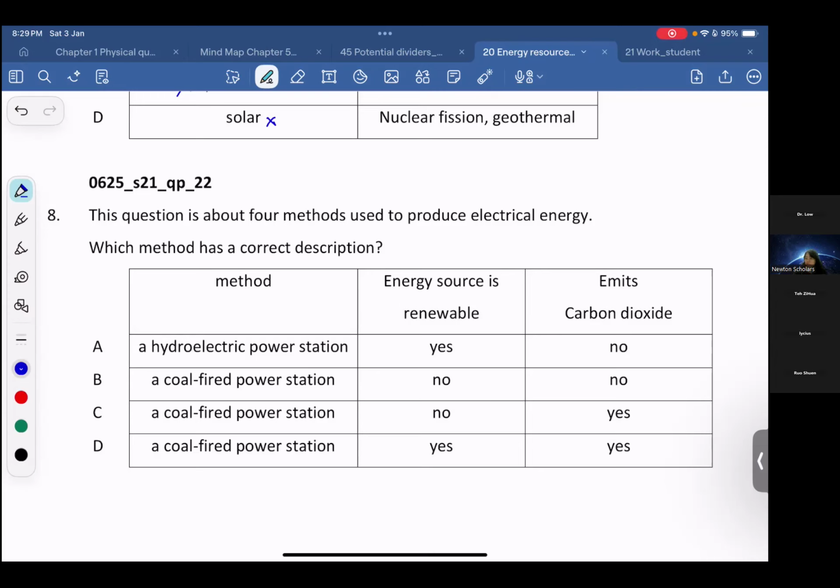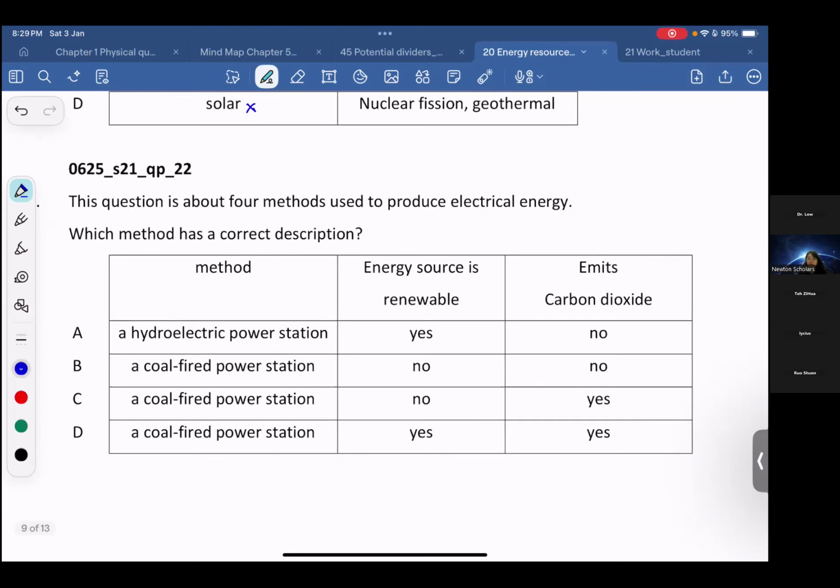Zihua, you are right. Okay. Angeline, how about Angeline? What do you think? Correct. Okay, emit carbon dioxide. So hydroelectric, no burning, so it will have no. Yes, correct. Then coal fire. So we burn the coal, it must have. Then it must have. This one also has. So B, confirm wrong.